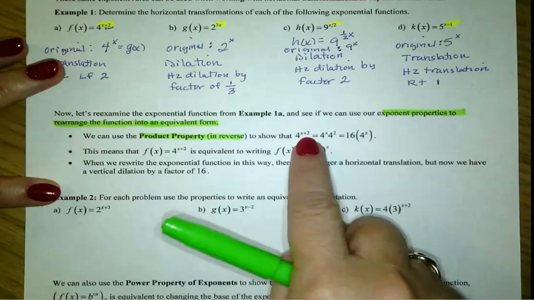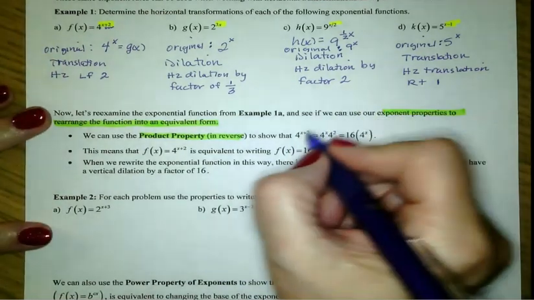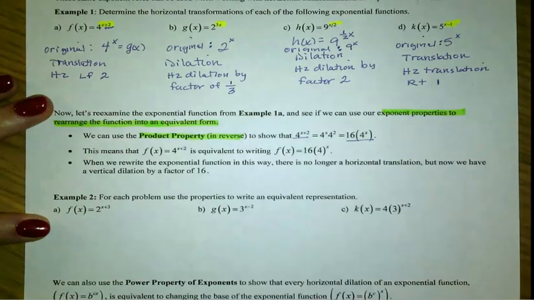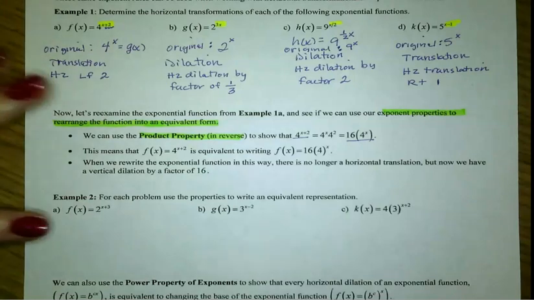So what happened here is in this first part, the piece right here, we had a horizontal translation. But when we ended up here, we had a vertical dilation. So this means that they're equivalent forms, but we went about the process of using the exponent properties.